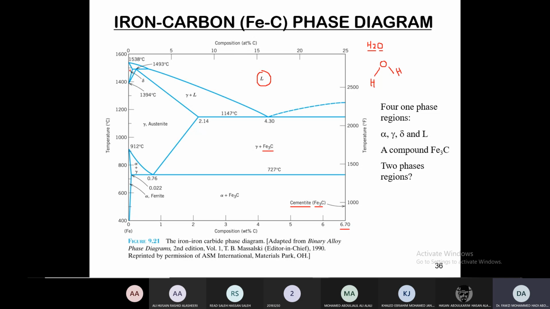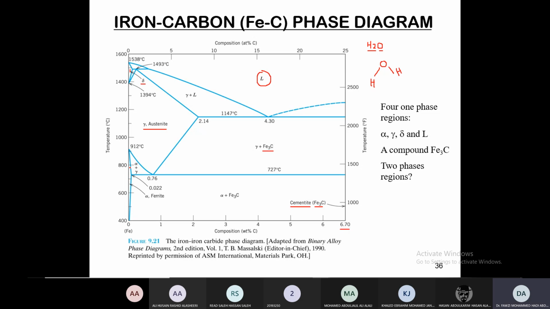We have a single phase here as well. This is called delta ferrite. This is also called ferrite, but it's another type of ferrite. It's called delta ferrite. This is a single phase. Gamma, which we have here, is called gamma or austenite. This is a single phase region also.